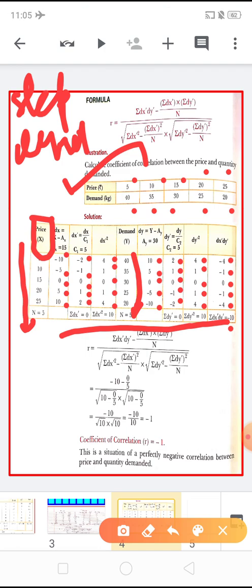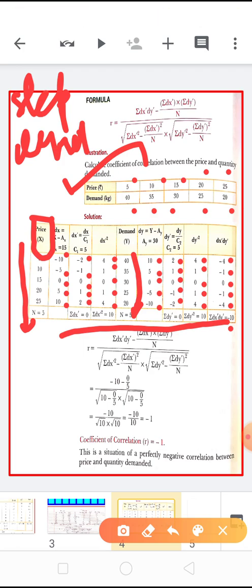So the formula is r equals sigma dx dash into dy dash minus sigma dx dash multiplied by sigma dy dash upon n, upon under root sigma dx dash square minus sigma dx dash whole square upon n, multiplied by sigma dy dash square minus sigma dy dash whole square upon n. When these values are put in, minus 10 minus 0 by 5 upon under root 10 minus 0 by 5 into 10 minus 0 by 5.